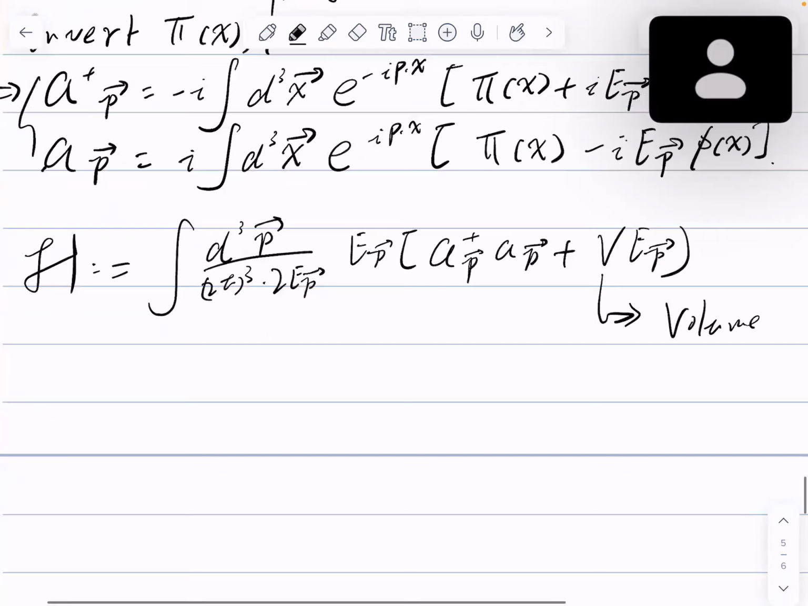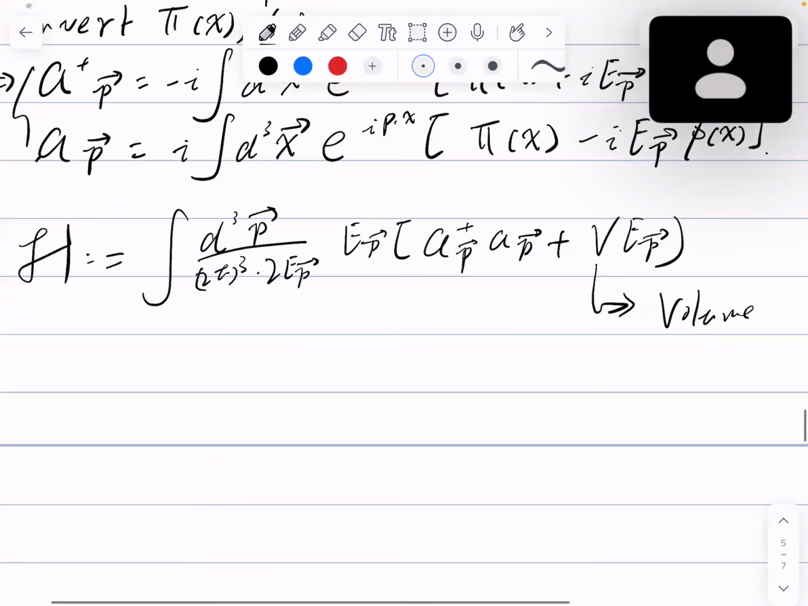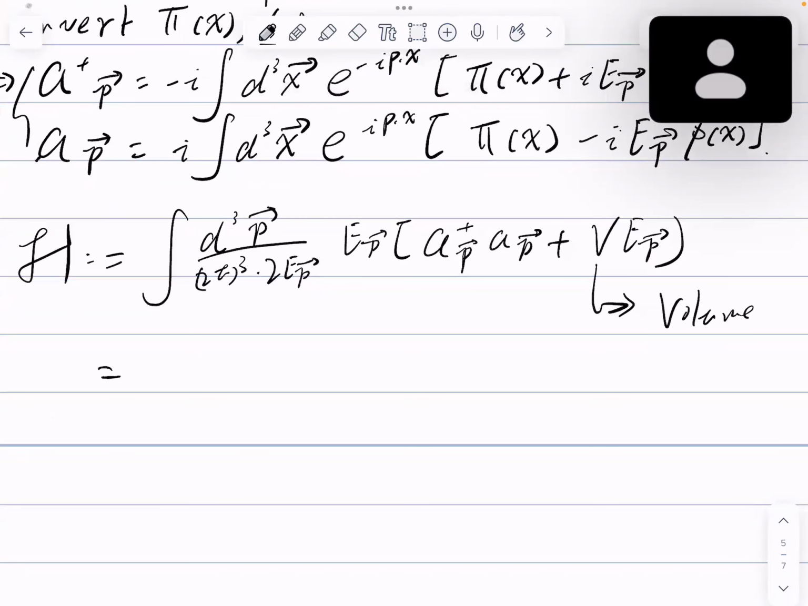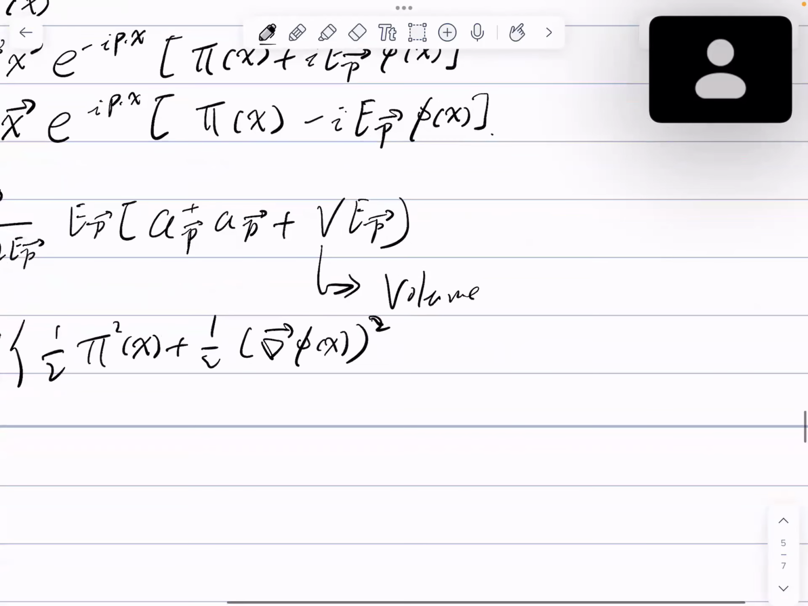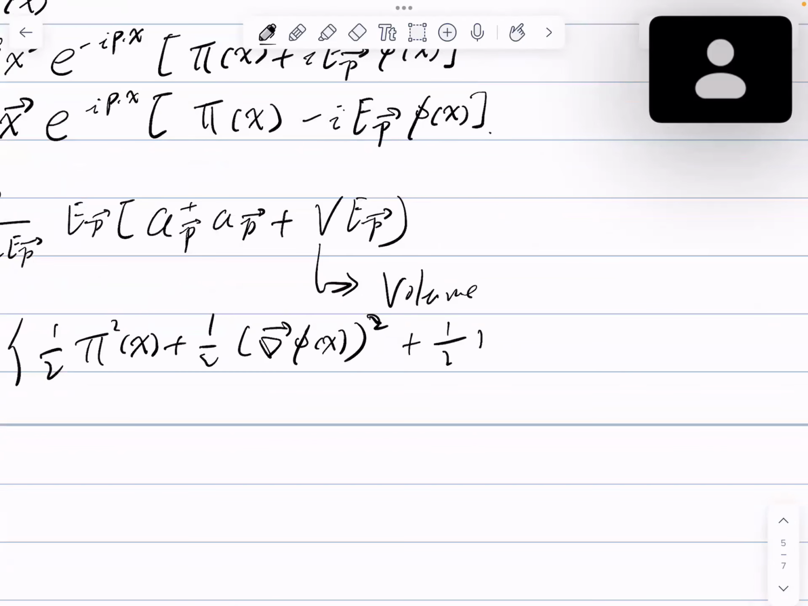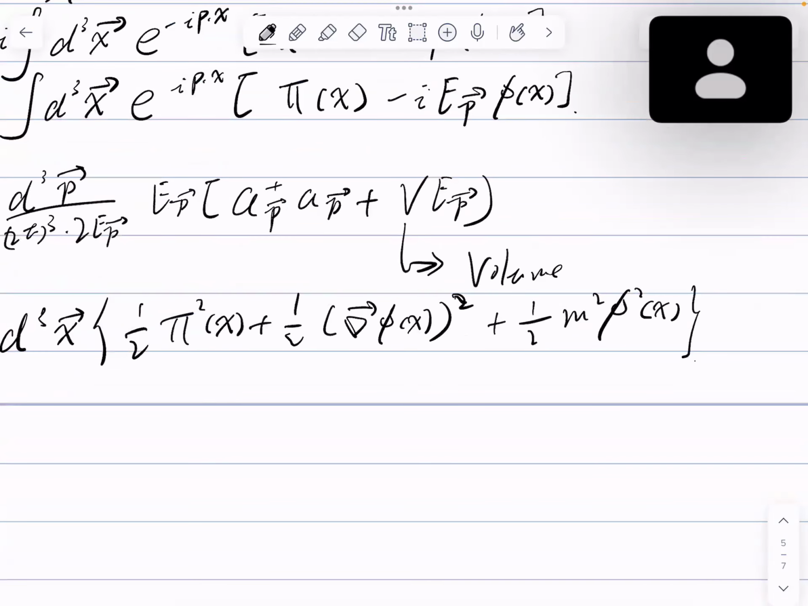Using the expressions for a and a† that we have just obtained, we can rewrite this expression as H equals the integral d³x of one half π² plus one half (∇φ(x))² plus one half m² φ².